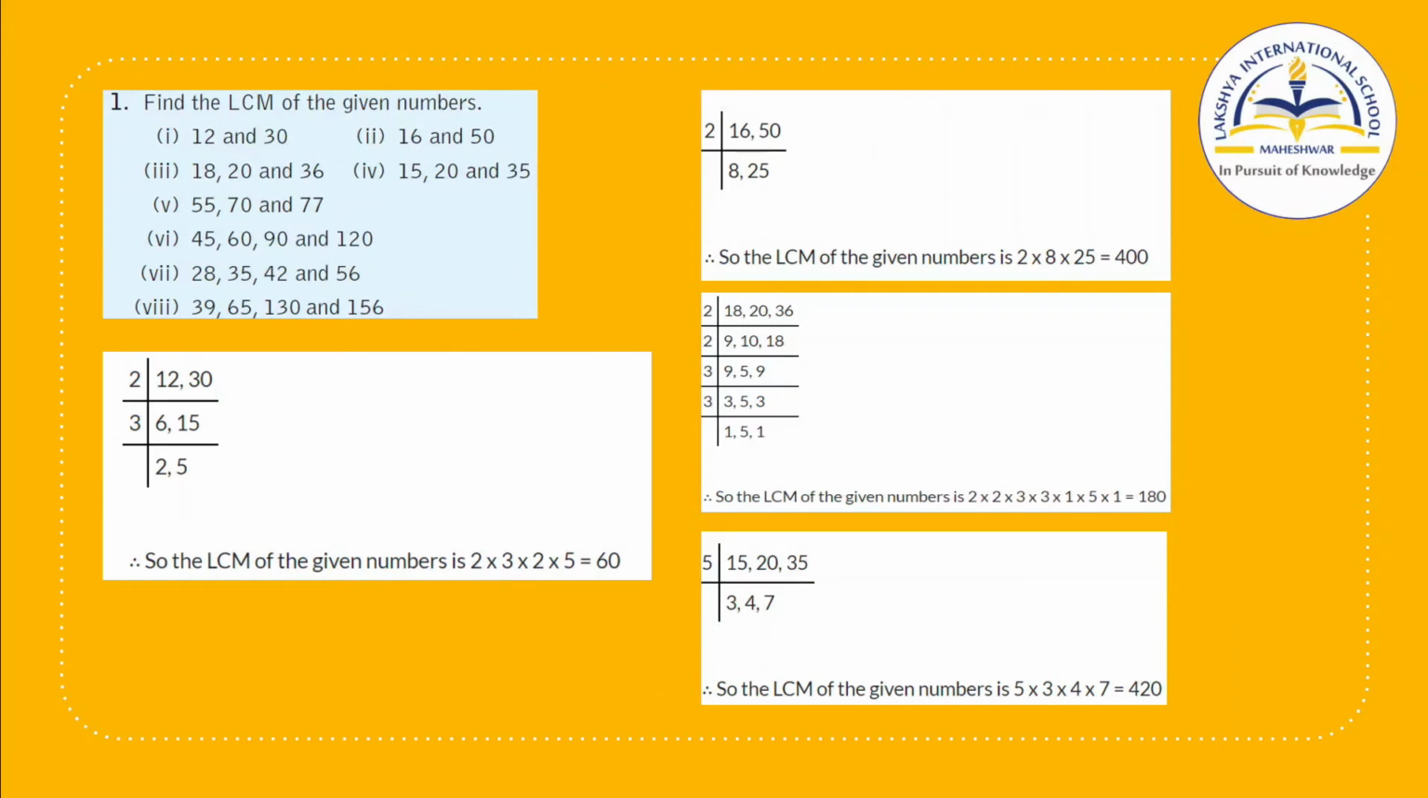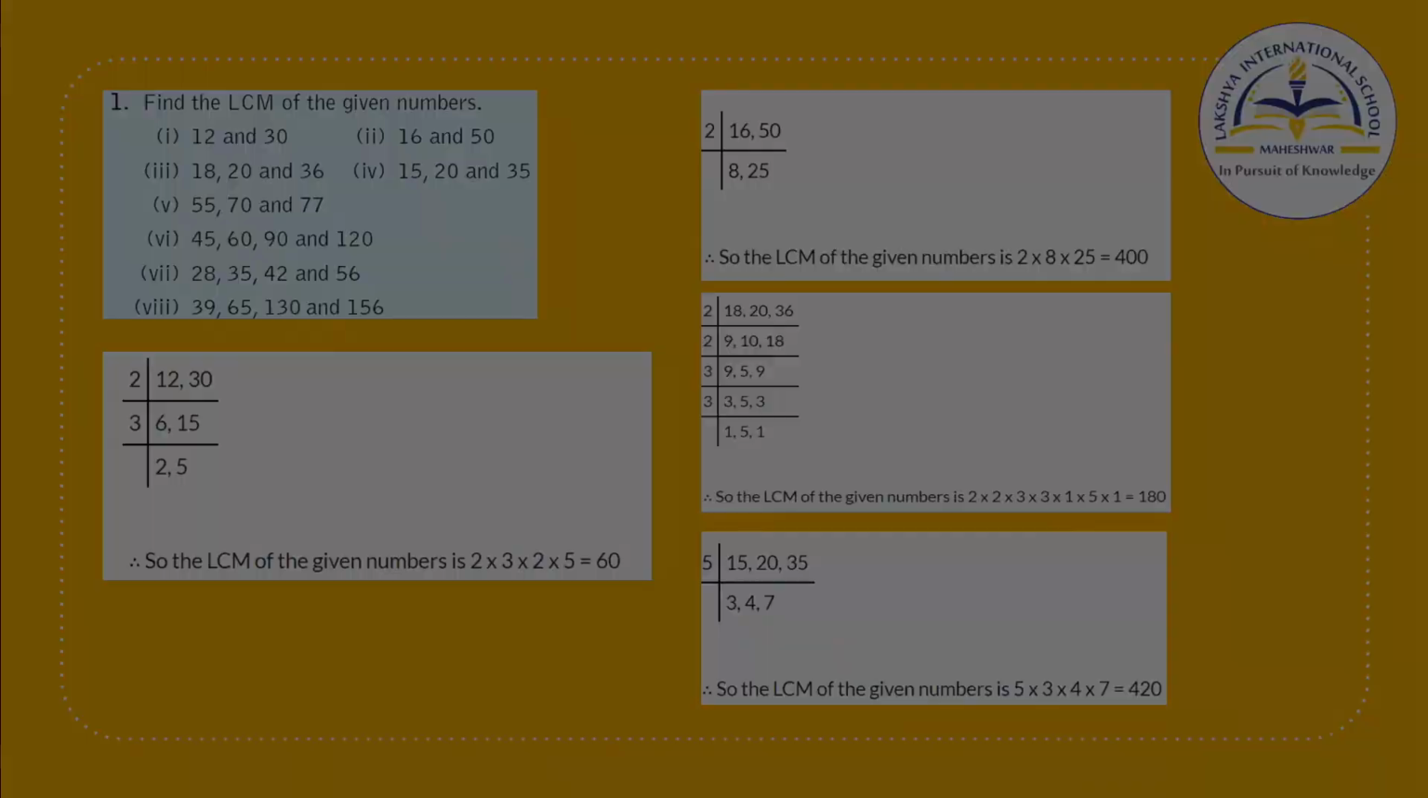Now the second question, 16 and 50. Here you take the LCM by 2, so 8 and 25. Now again you can take 2, then you will get 4 and 25. Again take 2, then you will get 2 and 25, then 1 and 25. Then you take 5, then you will get 1 and 5, and again by 5, then you will get 1 and 1. In this way you have to solve. When you solve this, you will get 400 as the answer. Okay, now in the same manner you have to solve these questions.